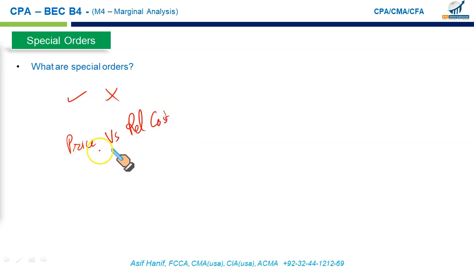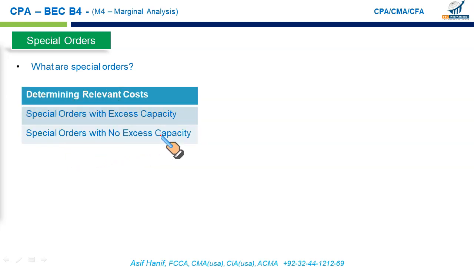So if price is more than the relevant cost, take this order on. But if the price is less than the relevant cost, then clearly you have to reject. So remember, the comparison between the price for the special orders versus the relevant cost is the criteria. Now, there are two situations.